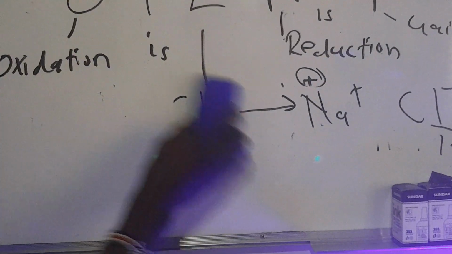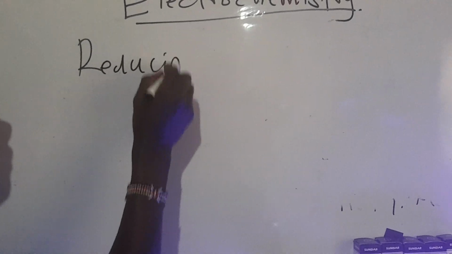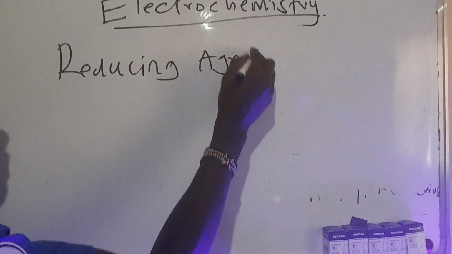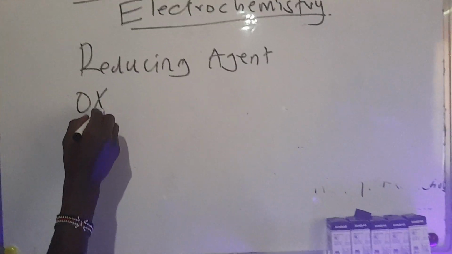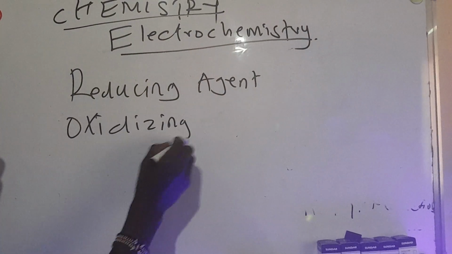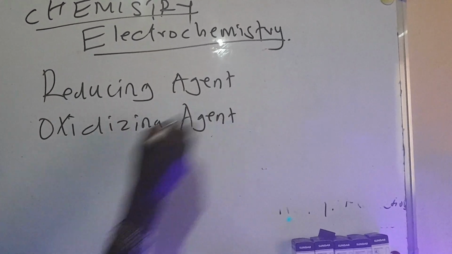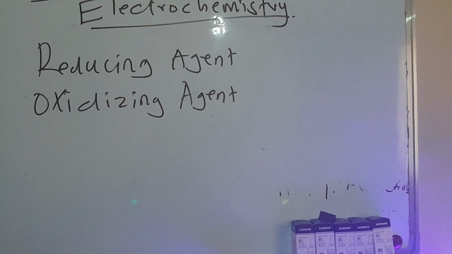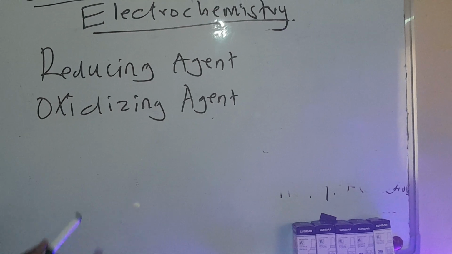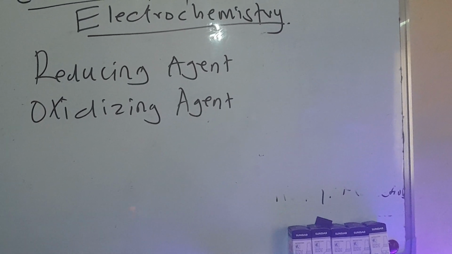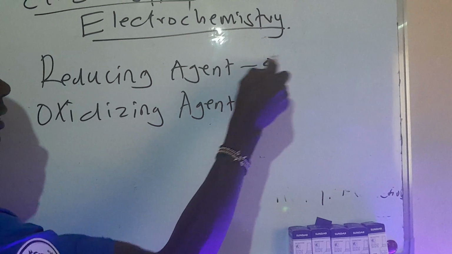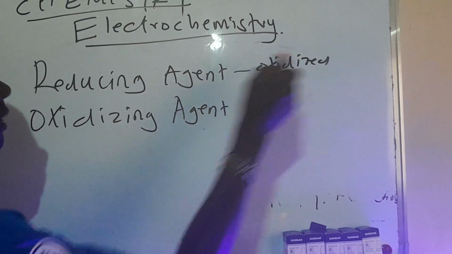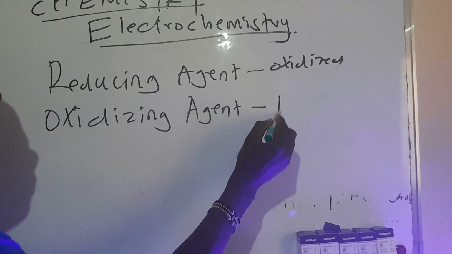Then we have what you call the reducing agent, and we have what you call an oxidizing agent. A reducing agent, an oxidizing agent. Now, a reducing agent, in most cases, is an agent which is normally oxidized. Then an oxidizing agent is an agent which is normally reduced.